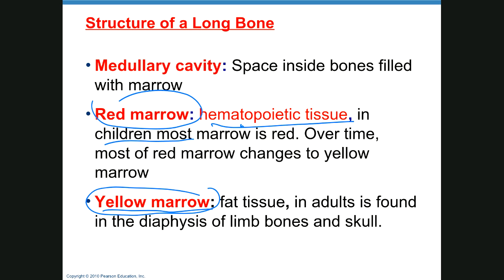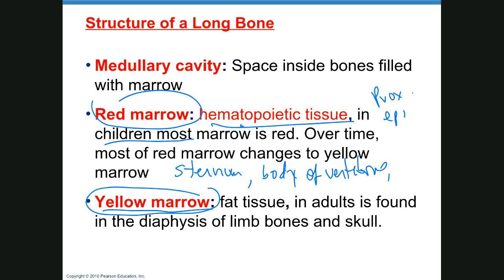In adults, the bones that keep red marrow are going to be bones like the sternum, the body of the vertebra, the proximal epiphysis of the humerus and the femur. The pelvic bone is another one. So there's a PowerPoint that gives you this information. And you do definitely have to know which bones still have red marrow in adults.